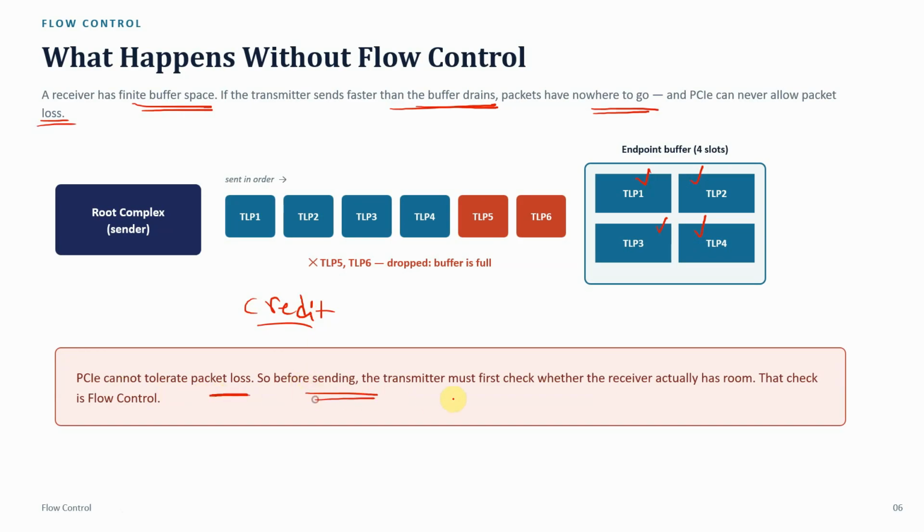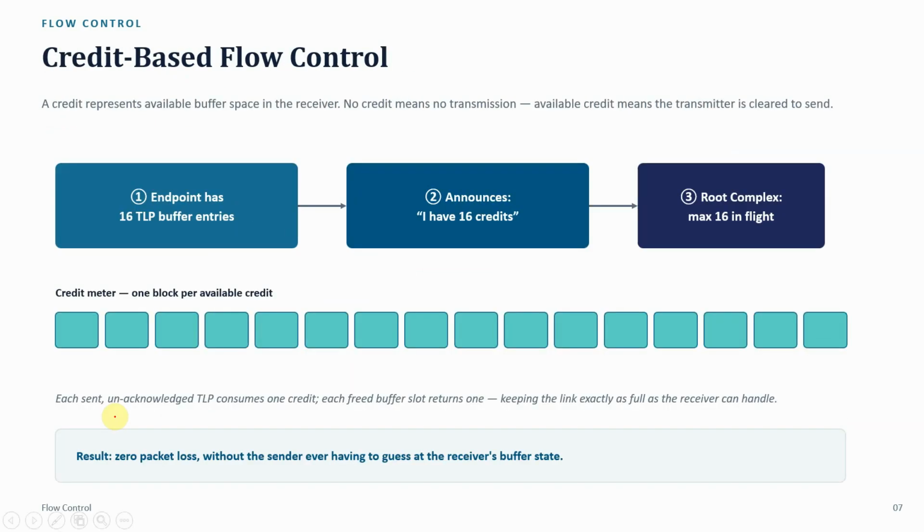So before sending, the transmitter must first check whether the receiver actually has room or not. And that check is nothing but flow control using the credit-based mechanism. In credit-based flow control, a credit represents available space in the receiver, and no credit means there will be no transmission. If there is no credit in the receiver, then obviously the transmitter is not going to transmit. And if there is available credit, the transmitter is clear to send.